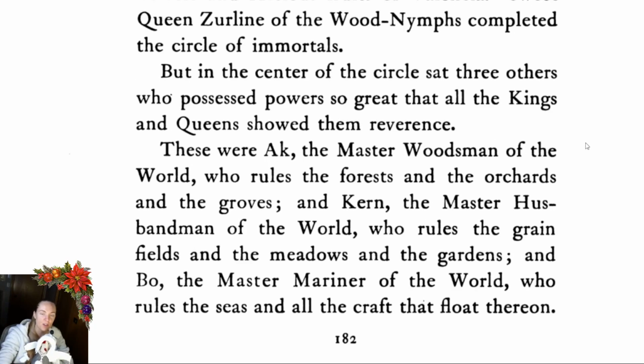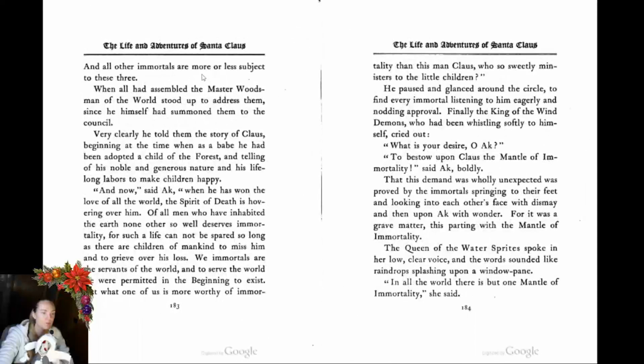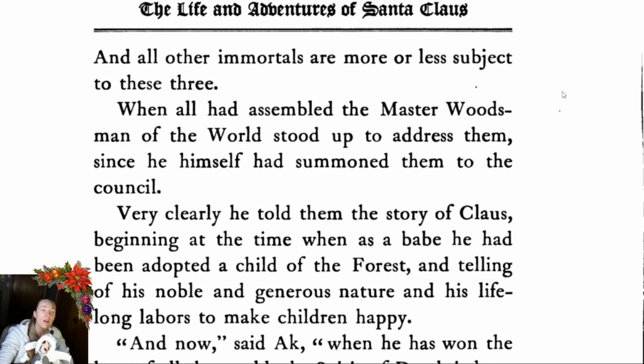But in the center of the circle sat three others who possessed powers so great that all the kings and queens showed them reverence. These were Ak, the master woodsman of the world, who rules the forests and the orchards and the groves, and Kern, the master husbandman of the world, who rules the grain fields and the meadows and the gardens, and Bo, the master mariner of the world, who rules the seas and all the craft that float thereon. And all other immortals are more or less subject to these three.